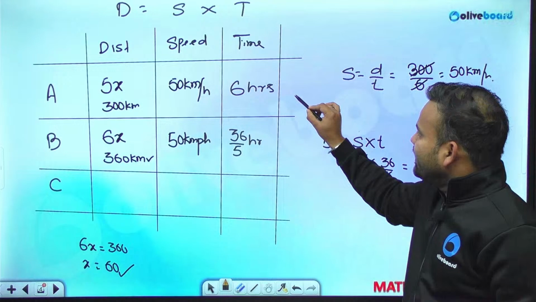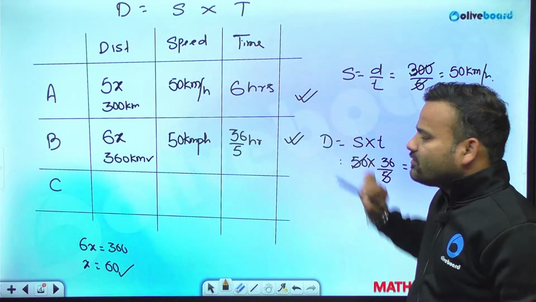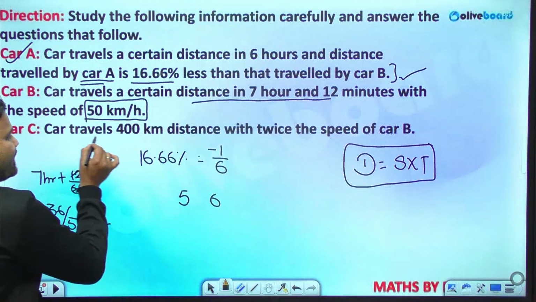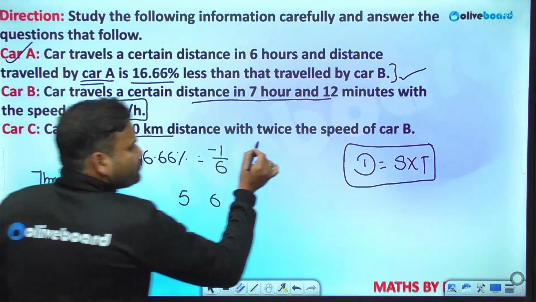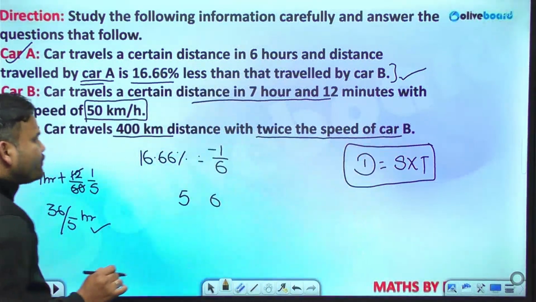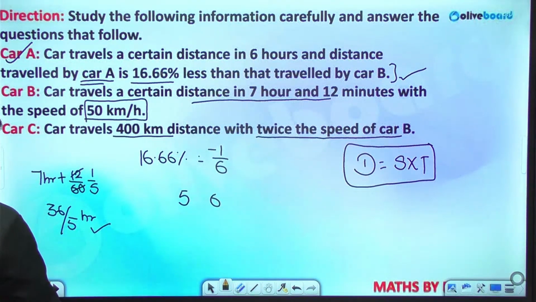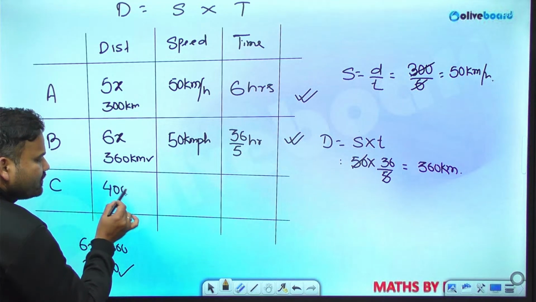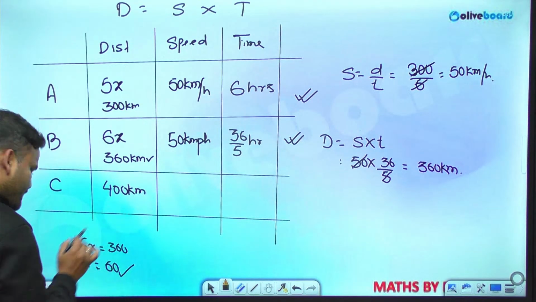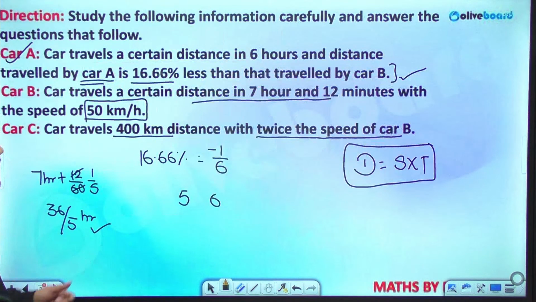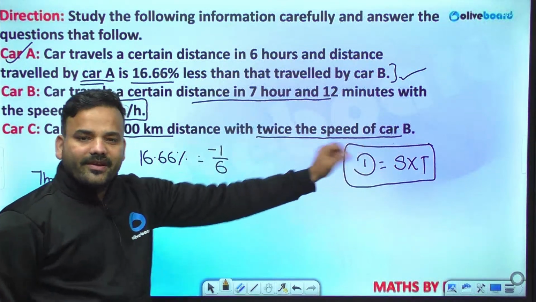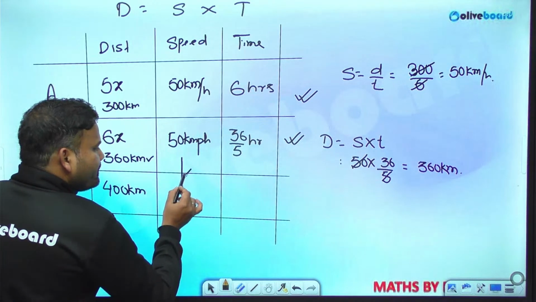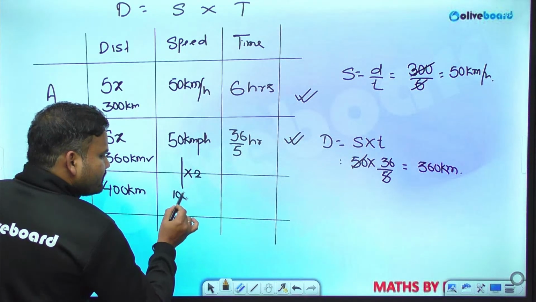Clear? So car A, all the values are known. Car B, all the values are known. Now coming to car C. What about car C? Car C travels 400 km distance with twice the speed of car B. So the distance of car C is 400 km, and this 400 km is being traveled by car C at a speed of twice the speed of car B. Twice the speed of car B means the speed over here will be double, that means 100 km per hour.